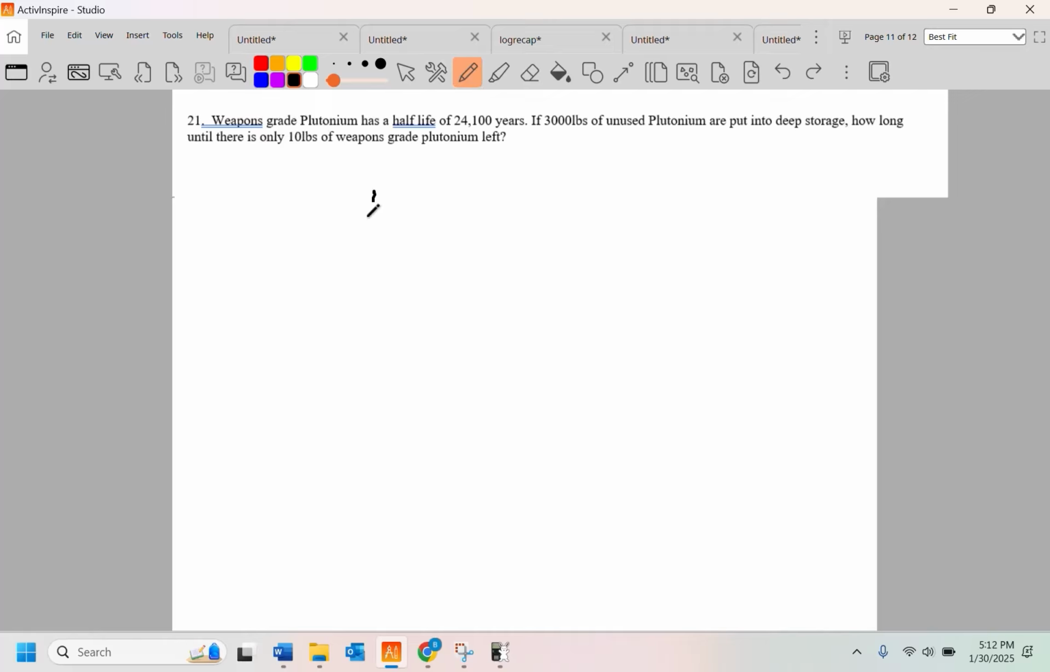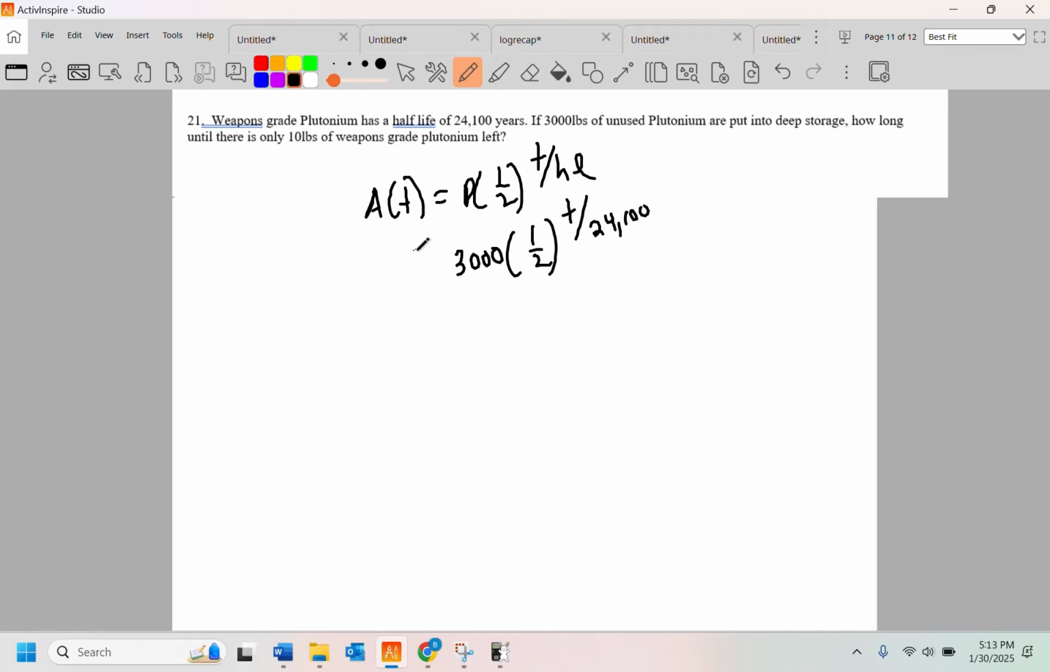So anyways, it's mentioning half-life. Add the amount after time passes, the principal times 1/2 to the t over HL. HL for half-life. The principal is 3,000 pounds. The half-life of this weapons-grade plutonium is 24,100 years. And my goal is to get down to 10, and I'm just going to Y1, Y2 this thing. I'm not going to do a lick of math because I'm literally going to use technology to do it.